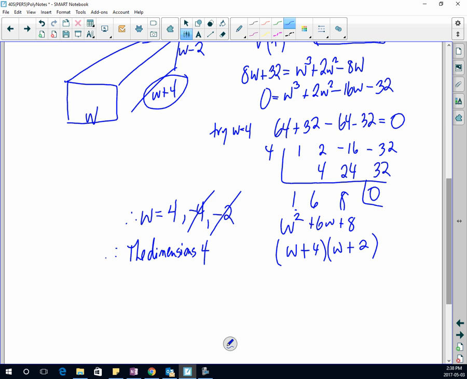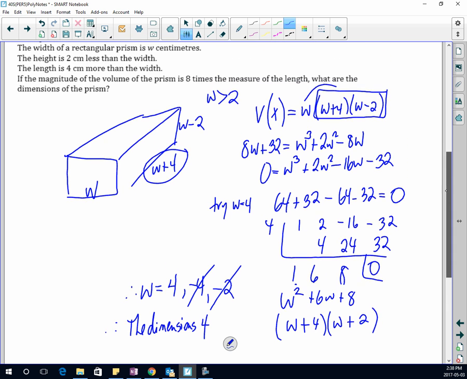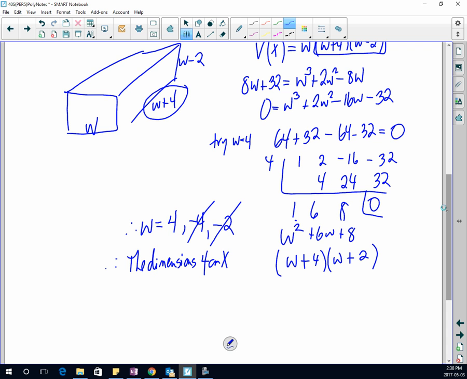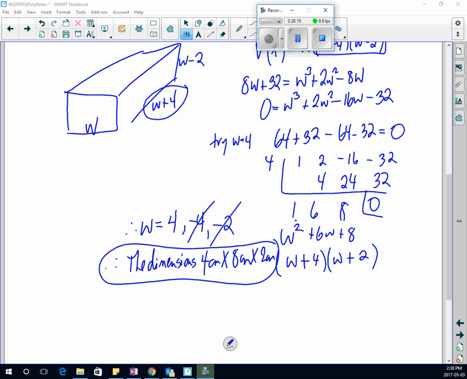4, what is this? Is this feet? Centimeters. 4 centimeters by, what does this have to be? 8 centimeters by 2 centimeters. Because it has to be greater than 2 in here.